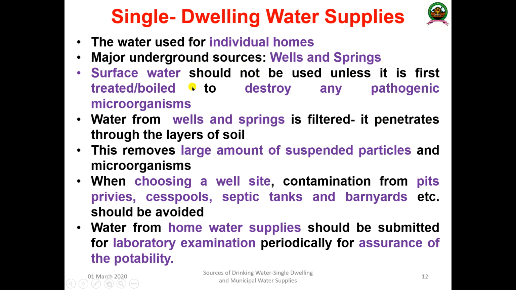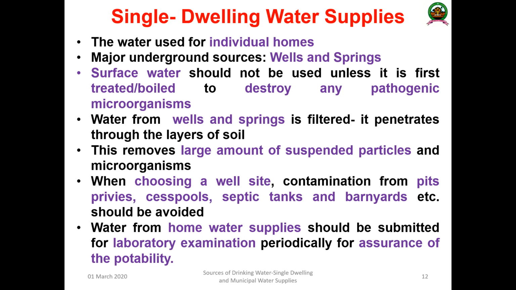The water from wells and springs is filtered as it percolates through the layers of soil, which removes a large amount of suspended particles and microorganisms. When choosing a single dwelling water supply, especially a well, contamination from pits, pipes, cesspools, septic tanks, and vineyards should be avoided.